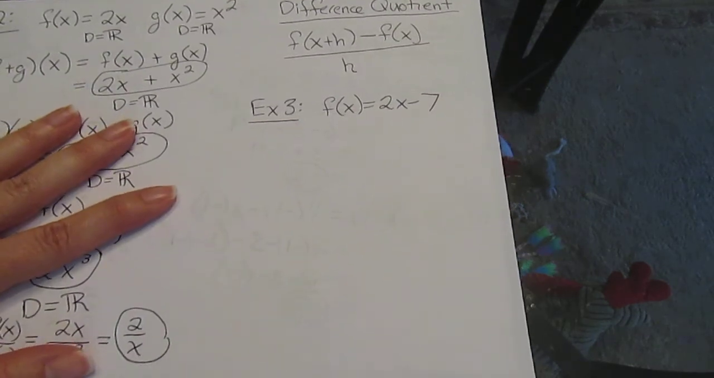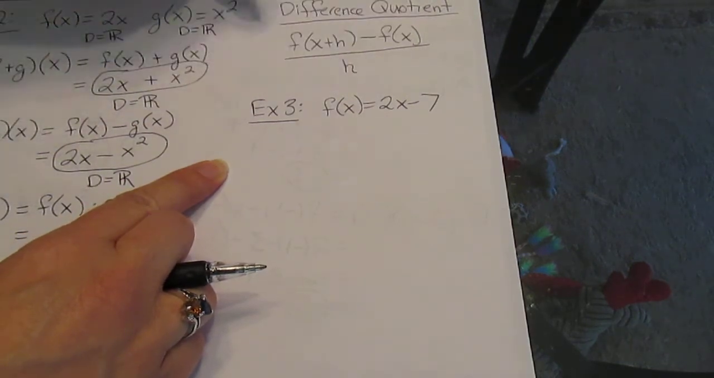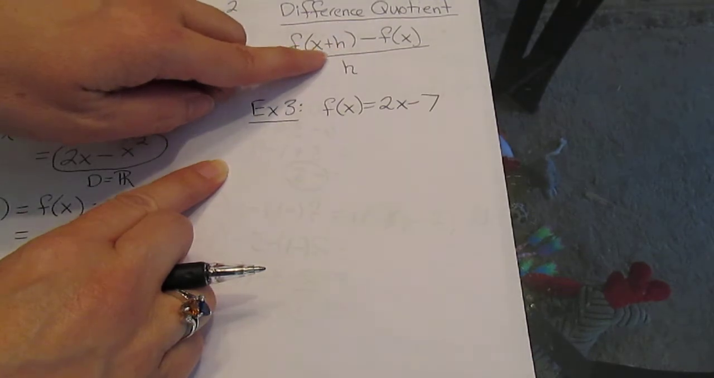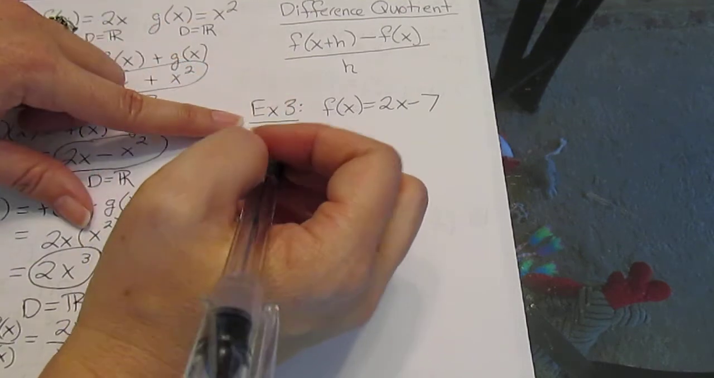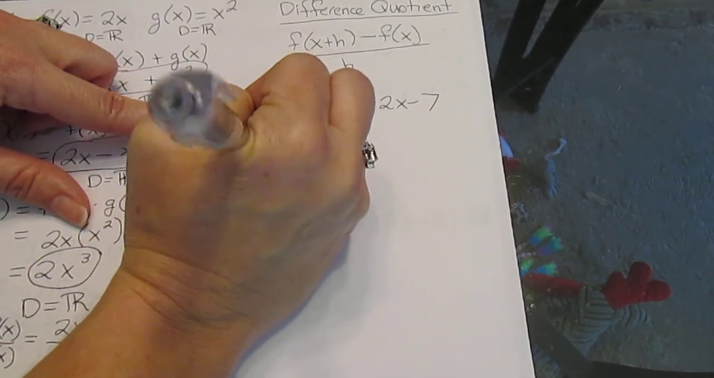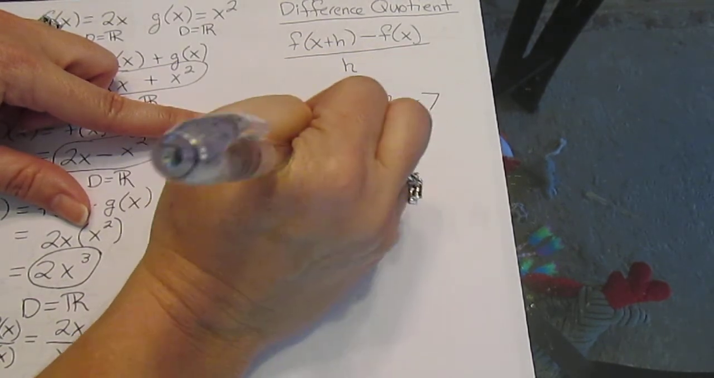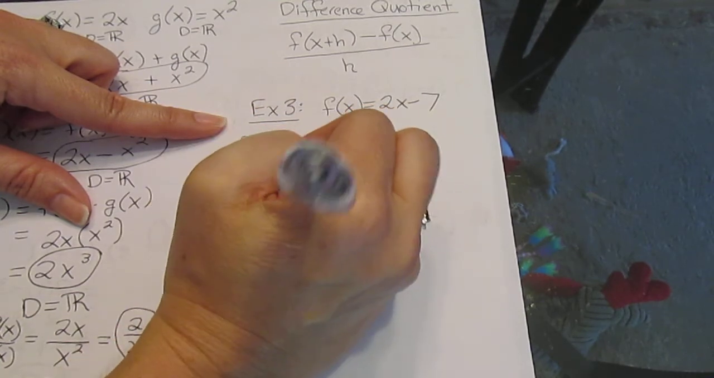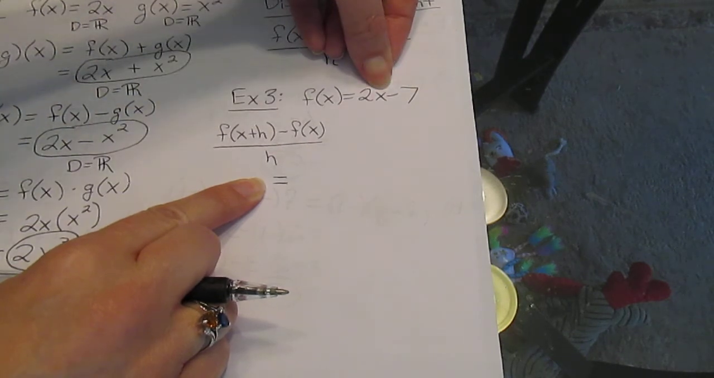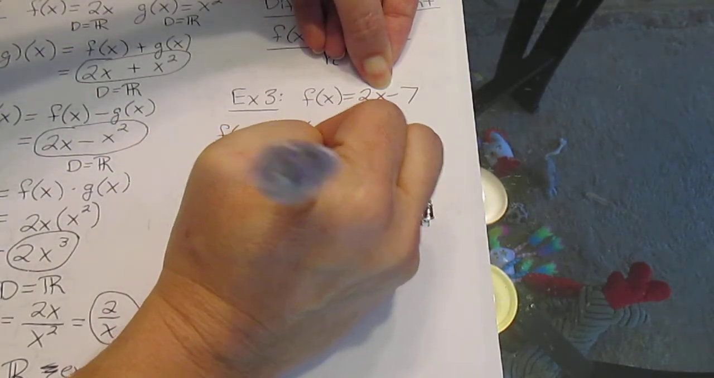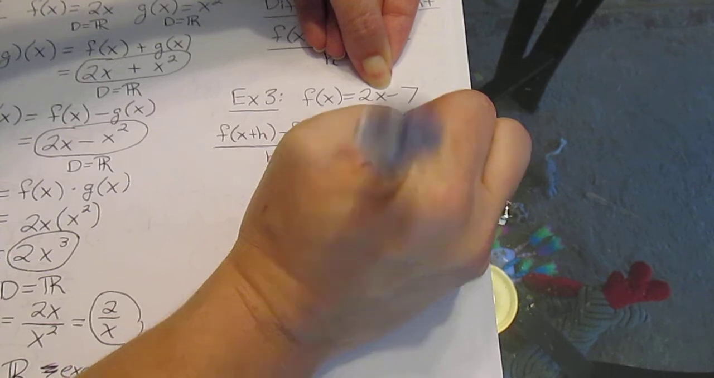So let's go ahead and do what the difference quotient is telling us here. So if you look at the formula, it's telling you that it wants you to plug in x plus h into your f function. Okay, so the first thing we want to do, let me just write down the difference quotient again. Okay, so the first thing we want to do is plug x plus h in for x right here. So we've got 2 times x plus h minus 7.